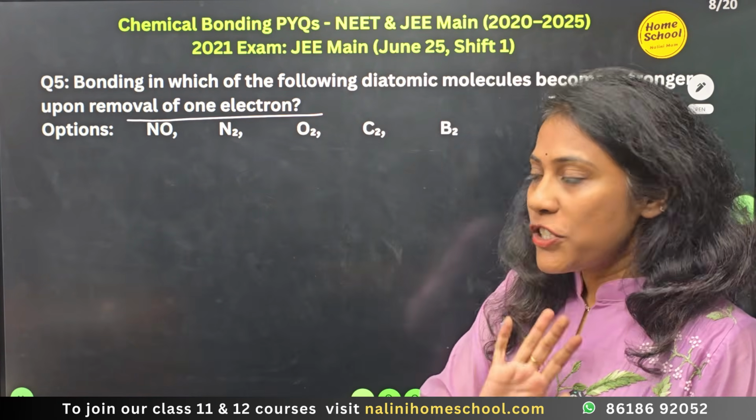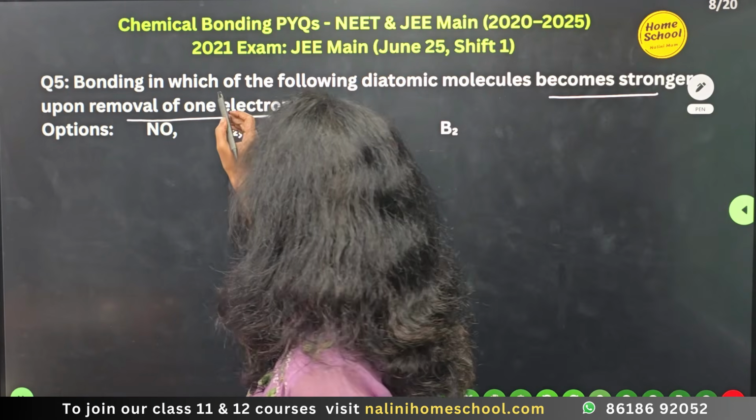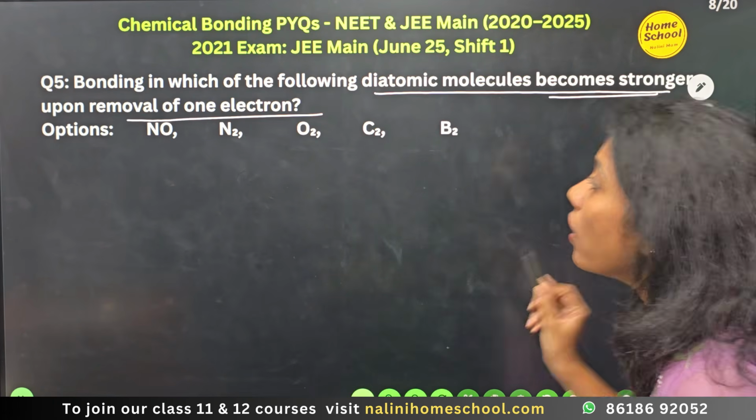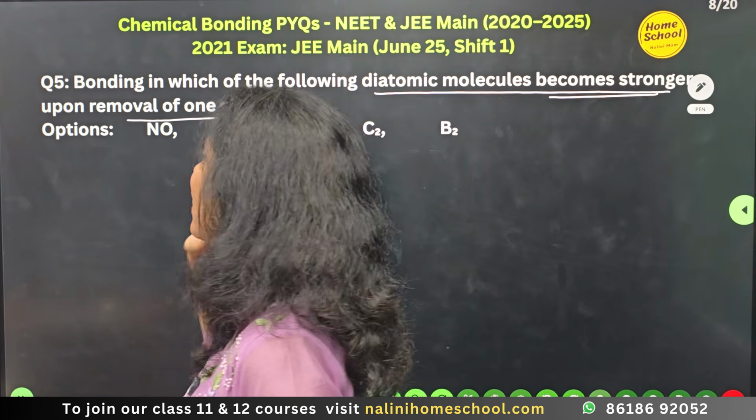Guys, let me read out the question without much delay. Bonding in which of the following diatomic molecules becomes stronger upon removal of one electron?